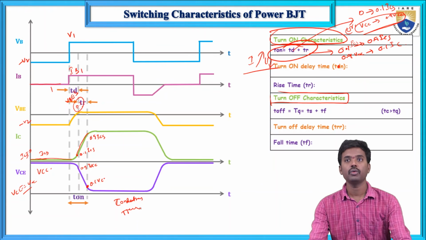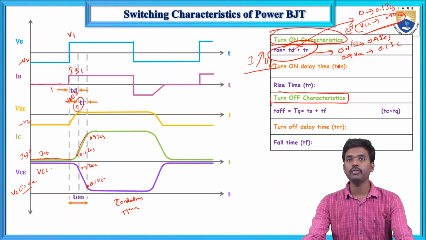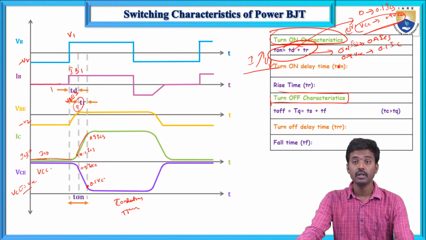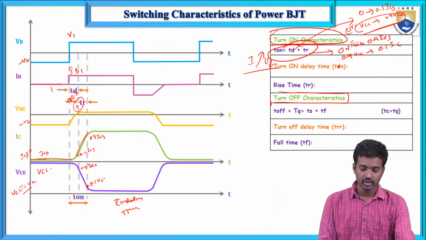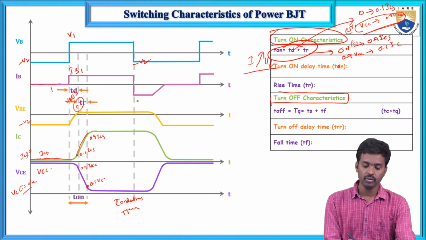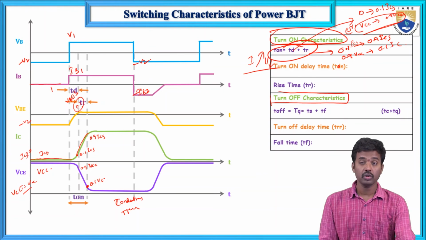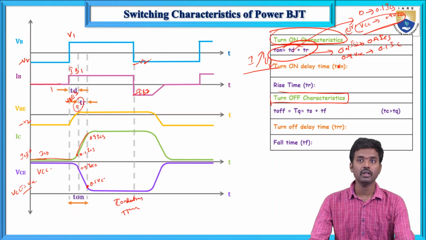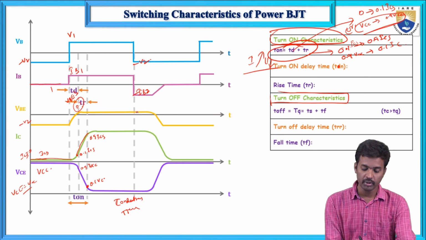Next, to turn off the base junction, it must be in reverse bias. So now for that case, here V1 is again applied as V2 and this current is minus VB2. Immediately it will not turn off, because there may be charge carriers in the junctions. Because of that, it will not turn off immediately.